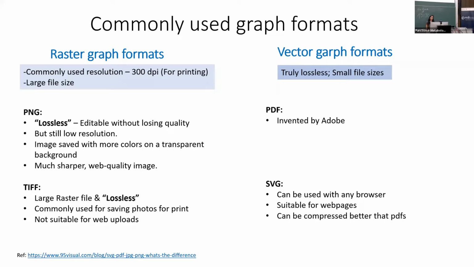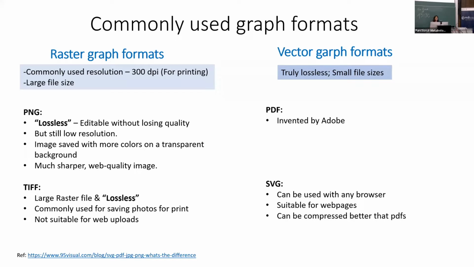As Allegra already introduced you to raster graphs and vector graphs in the morning, I would just like to go over it shortly. The most common raster graphs that we use are PNG and TIFF files. When it comes to these graph formats, there are two types, lossless and lossy. Lossy formats are where, when you compress them, you lose information, and lossless are where even when you compress, you retain the information as much as possible.